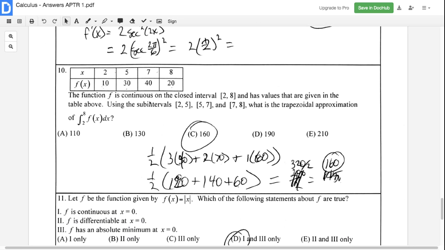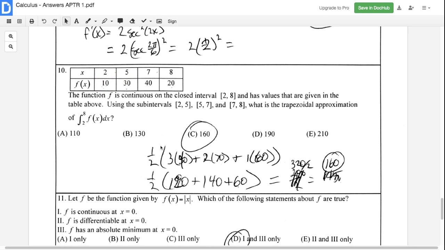All right, the function f is continuous on the closed interval from 2 to 8 and has values that are given in the table above. Using subintervals 2 to 5, 5 to 7, and 7 to 8, what is the trapezoidal approximation of that interval? So trapezoid, we're going to have the 1/2 out front, and then we just need the distance between the x values times the y values added together.